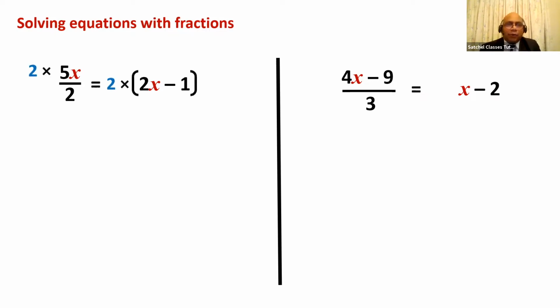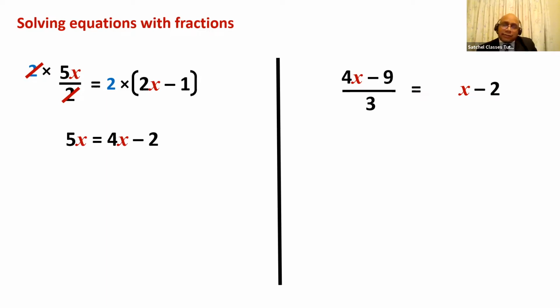So we multiply both sides of the equation by 2. What happens on the left hand side of the equal to sign is 2 divided by 2, and hence they get cancelled. So you're entirely left with 5x on the left. And on the right, we have 2 times brackets because remember we multiplied 2 to the entire right hand side, which included 2x minus 1. So on the right, we are left with 4x minus 2. So 5x equals 4x minus 2.